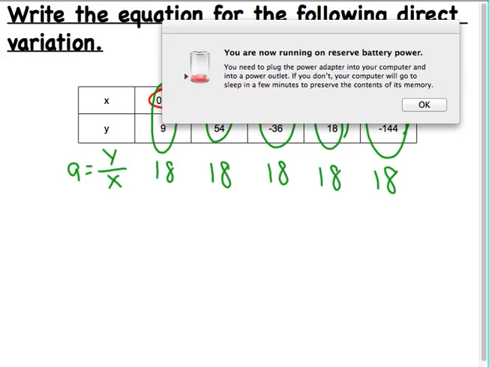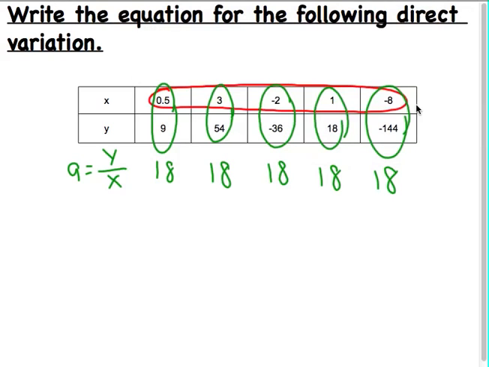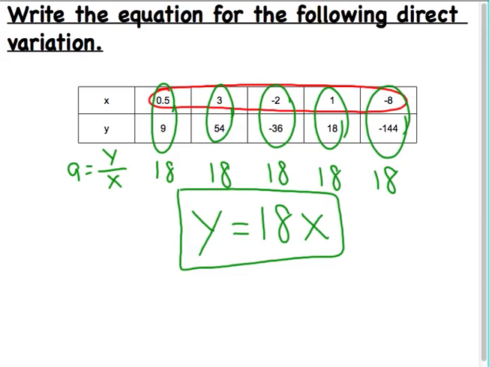It has to be constant the whole way. We're just having some technical difficulties here for a second. We'll hurry up. All right, so quickly, before it dies on us, y equals 18x. All right, and that's it.